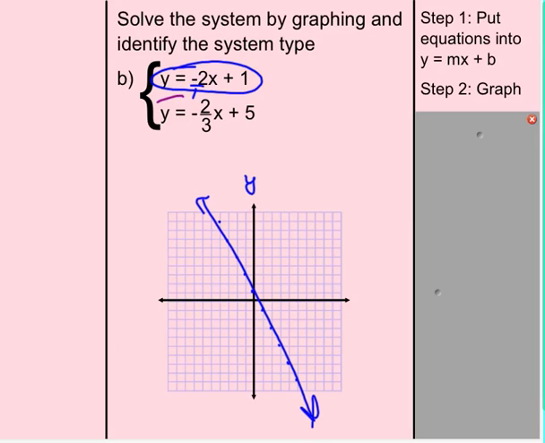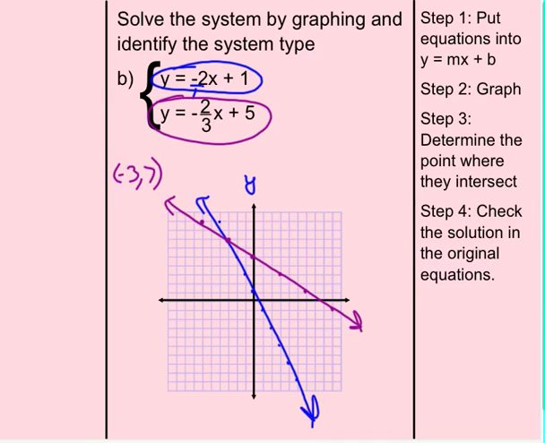Now I'm going to graph my purple line. I'm going to start at 5 on my y-axis. And my slope is -2/3, so I can fall 2 and run to the right 3. But I don't see that hitting my blue graph, so I'm going to go up and to the left. And I think I found my point where they intersect, so I'm going to write my solution as an ordered pair, x coordinate first. And it looks like my ordered pair is -3, 7.